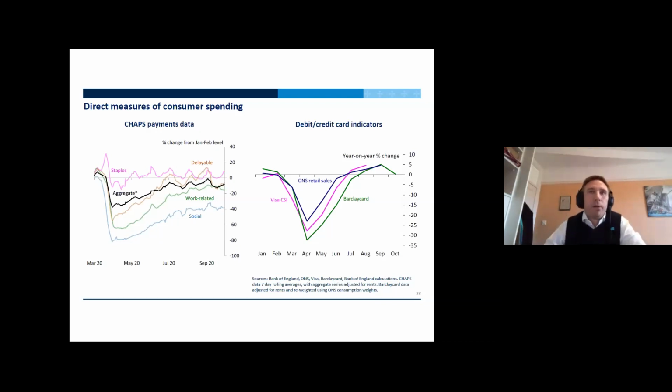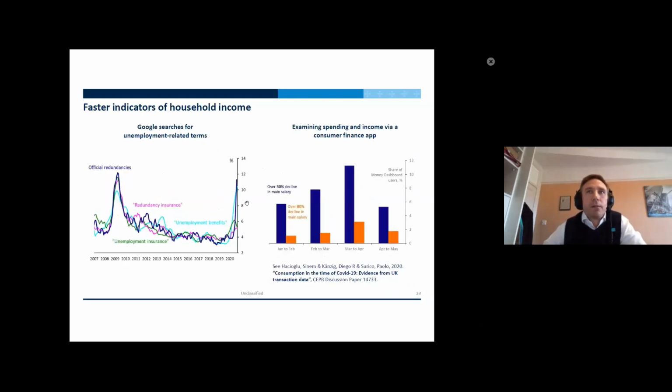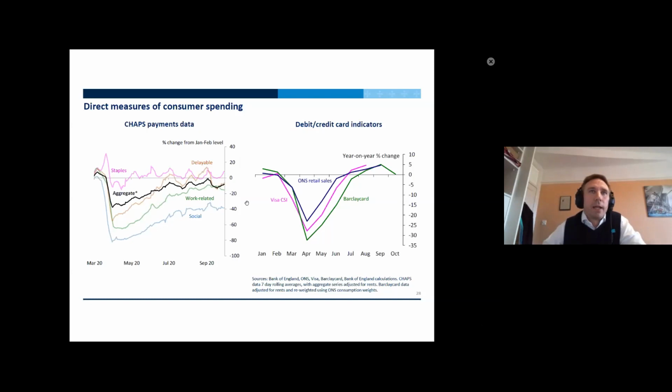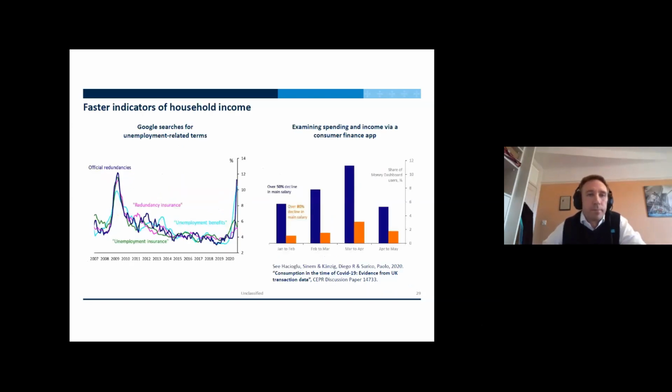So I'll just flag a couple more slides before we start to wrap up. So far we've been measuring consumer spending. Here's a couple of things on the income side. The first just uses, on the left-hand side, Google searches to look at unemployment and redundancies. You can see in normal times, some of these indicators really work quite well. If you get made unemployed or redundant, it seems plausible that you could go home, Google a few things about unemployment or redundancy, and that will be captured in the Google search data.